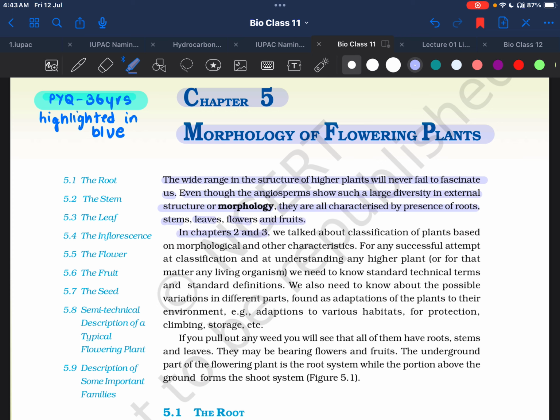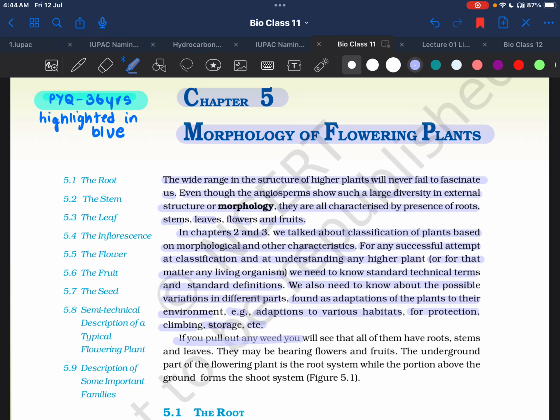In chapters 2 and 3, we talked about classification of plants based on morphological and other characteristics. For any successful attempt at classification and at understanding any higher plant, or for that matter any living organism, we need to know standard technical terms and standard definitions. We also need to know about the possible variations in different parts found as adaptations of the plants to their environment, for example, adaptations to various habitats for protection, climbing, storage, etc.